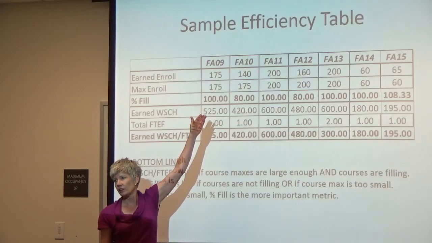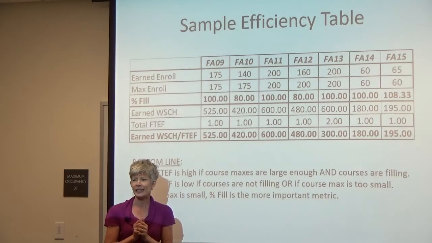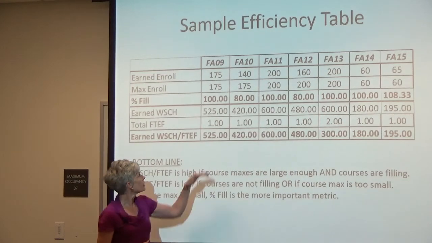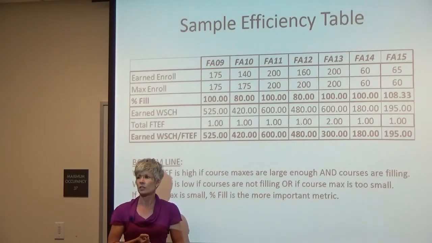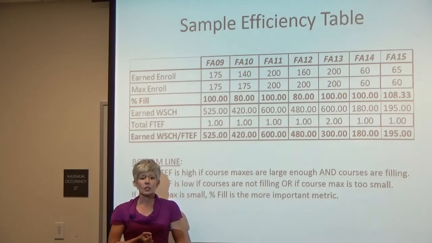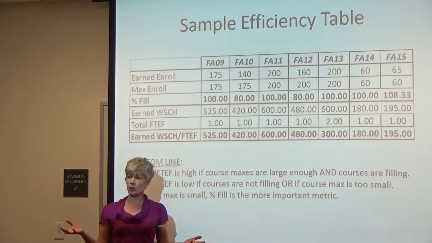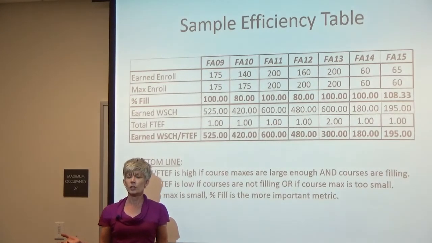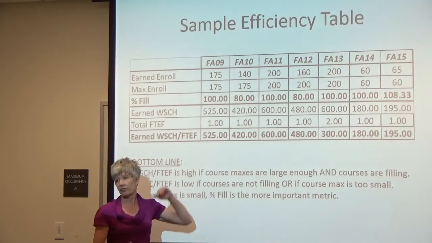your percent fill, right? So that if your maximum possible wish per FTEF, because of your small class sizes, is lower than 525, and that's going to be any courses smaller than 35 students, right? As a college, we can balance out across departments with small class sizes and departments with large class sizes so that the college total is 525 or above.